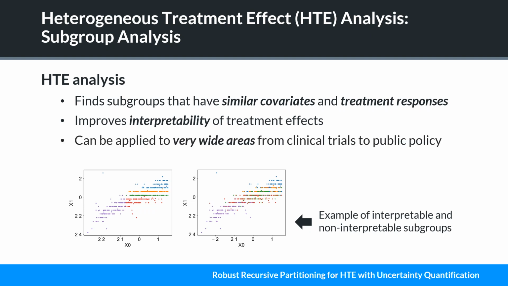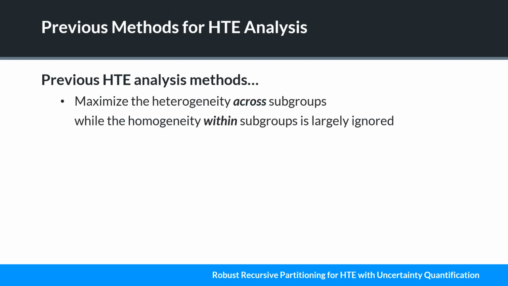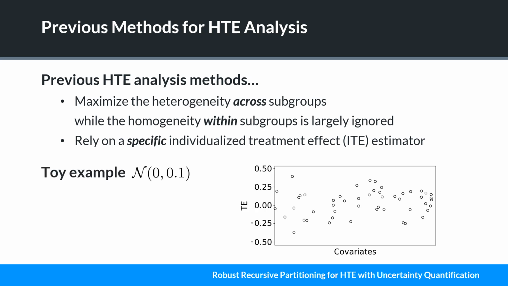to public policy. In the previous HTE analysis methods, subgroups are identified by maximizing the heterogeneity across subgroups, while ignoring the homogeneity within subgroups. They rely on a specific individualized treatment effect estimator, decision tree. Suppose the true treatment effect is generated by a Gaussian distribution with 0 mean and 0.1 standard deviation. Clearly, there are no subgroups. As shown in the figure, the previous methods may find some subgroups if there are groups that have different sample means due to sampling error.